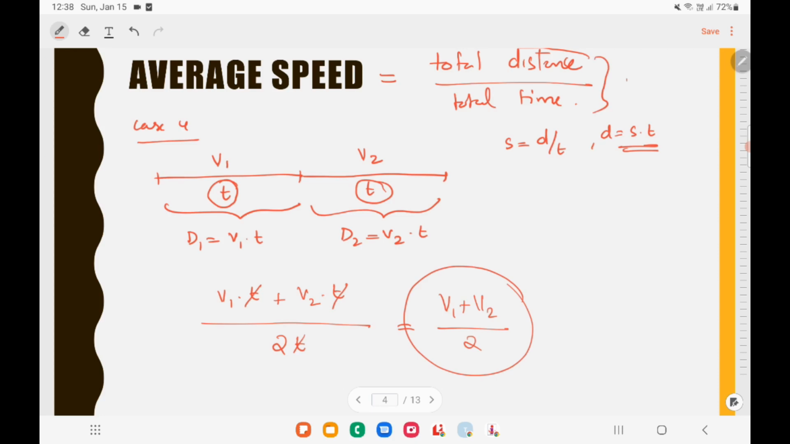But if the car is traveling with different velocities for equal time t, here the car travels with velocity v1 for this time t and velocity v2 for time t, in that case, the average speed will be like the normal average, v1 plus v2 by 2.